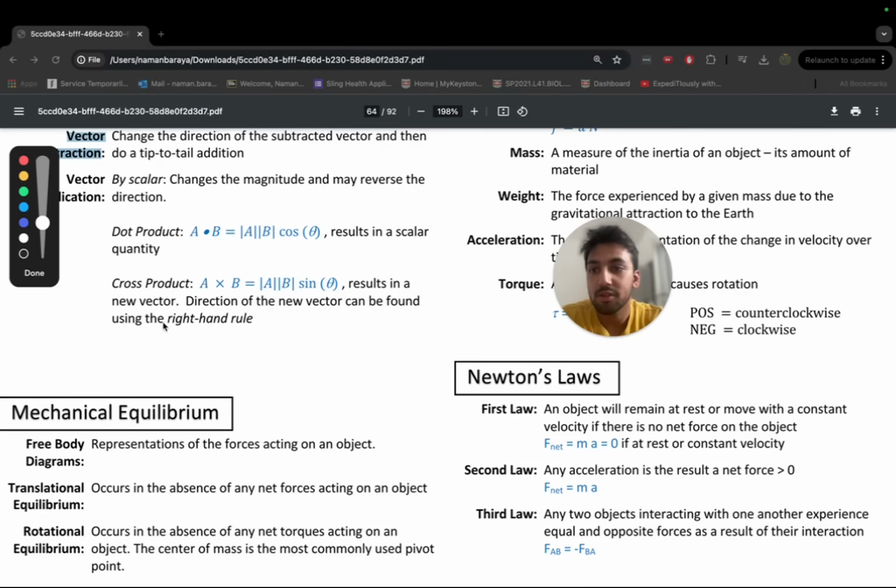And this is always something that's confused so many people, me included, which is that you have to find the new vector based on this thing called the right-hand rule. So let's start with the dot product real quick, and then I'll go over the cross product.